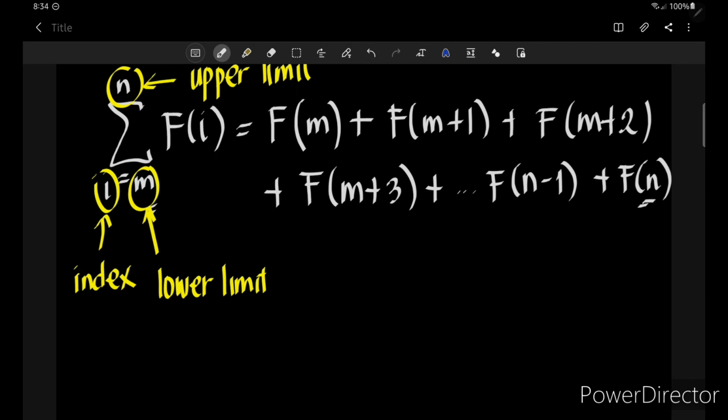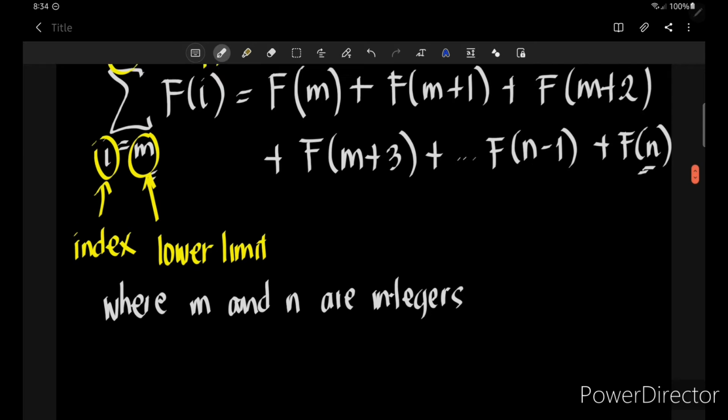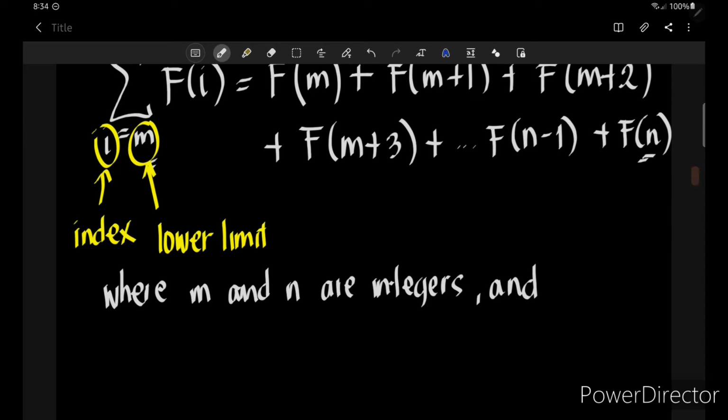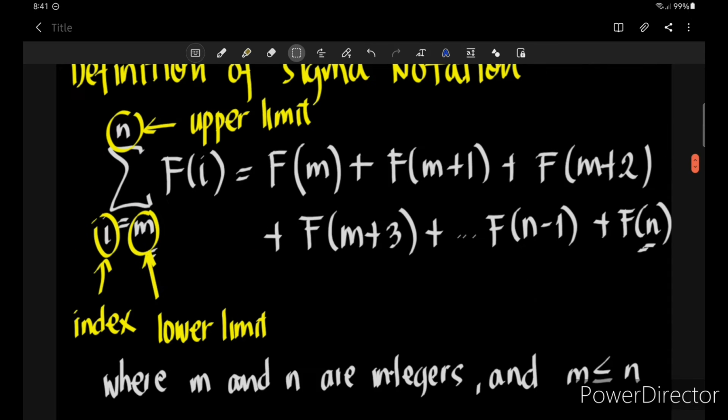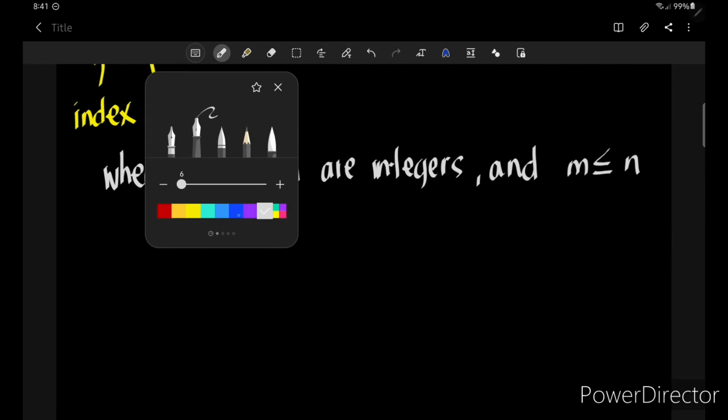Provided that M and N are integers, and at the same time, the lower limit should be less than or equal to the upper limit. The index of summation can be any letter, not just I. It could be K, L, M, depending on what you want. For example, let us give our first example.